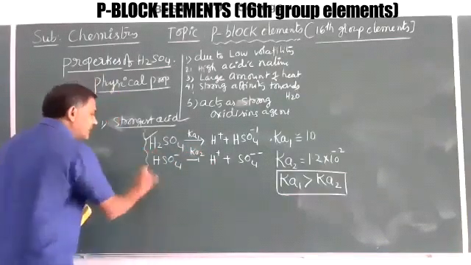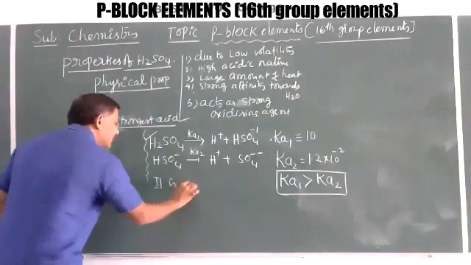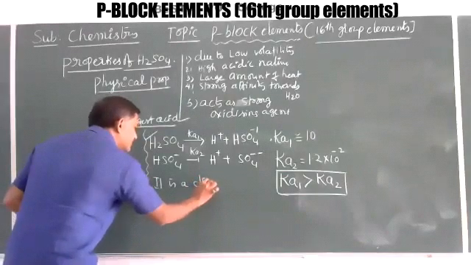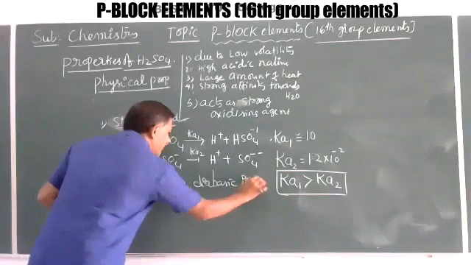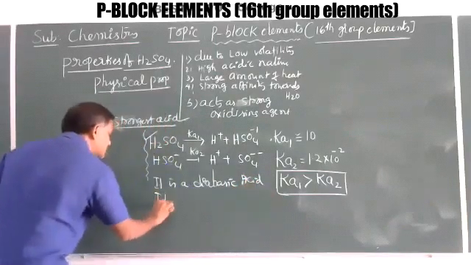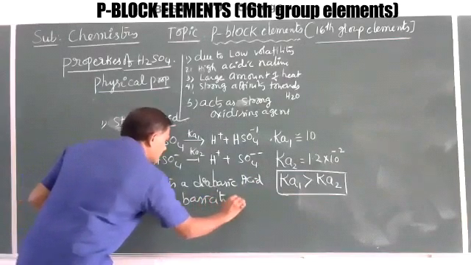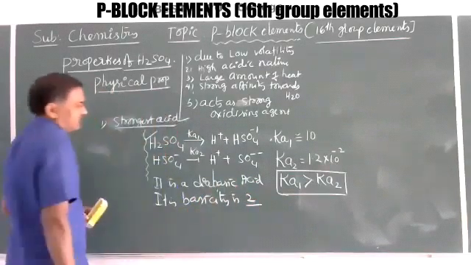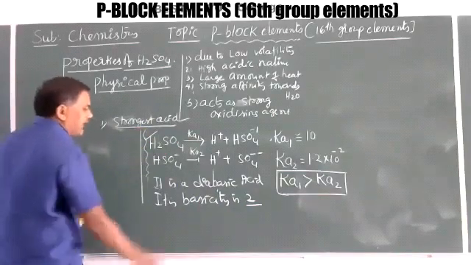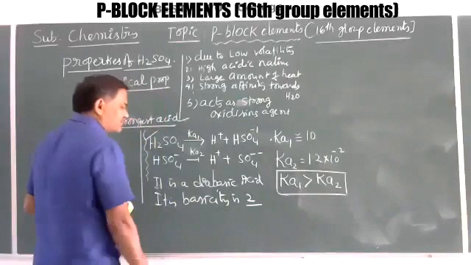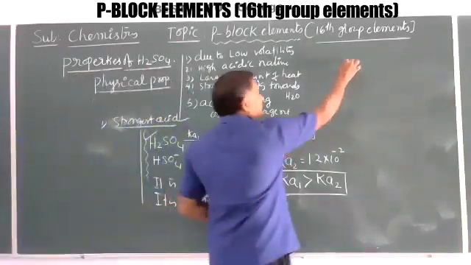So by using this, sulfuric acid is a dibasic acid. Its basicity is 2, dibasic acid. Its structure we know already. Sulfuric acid structure.